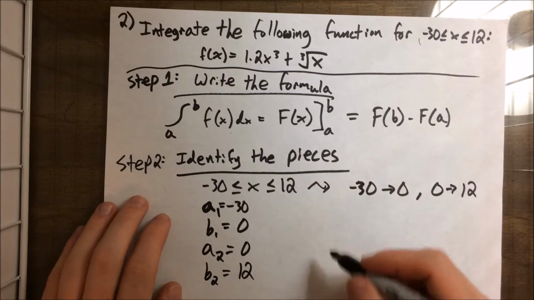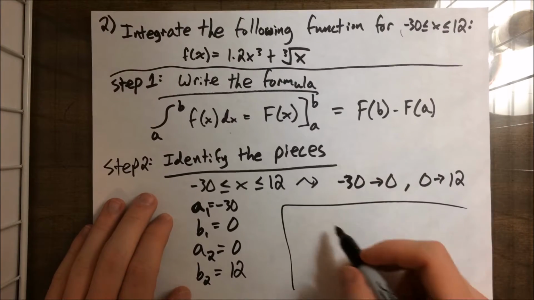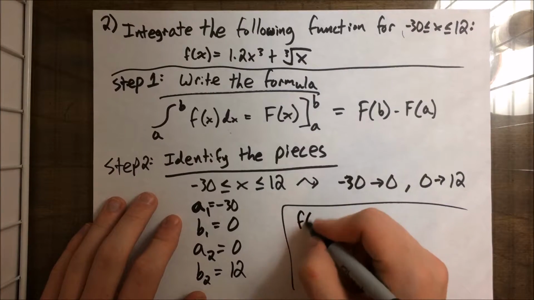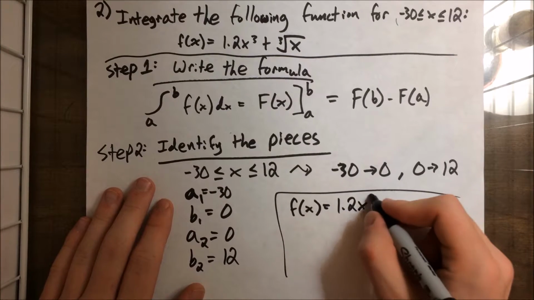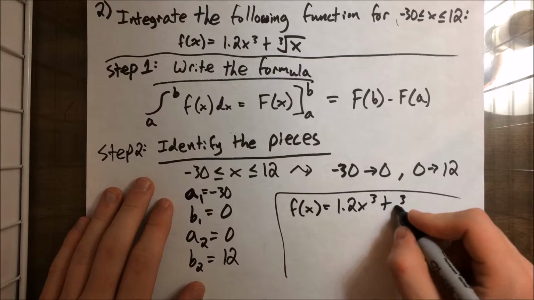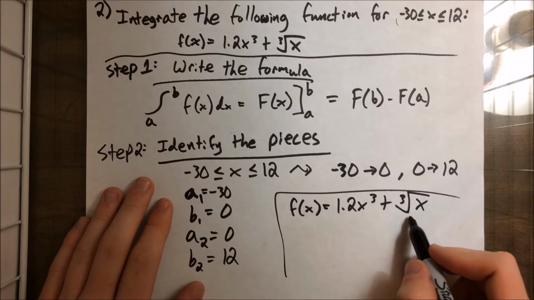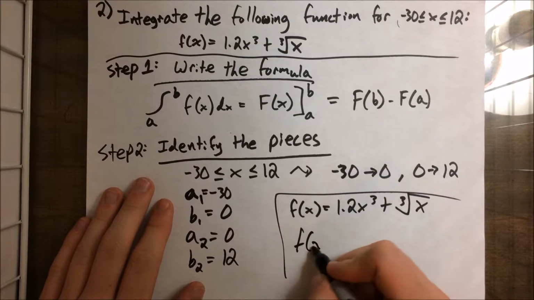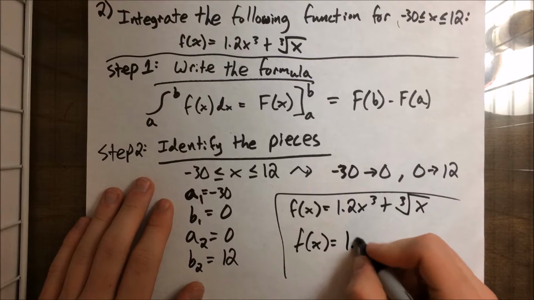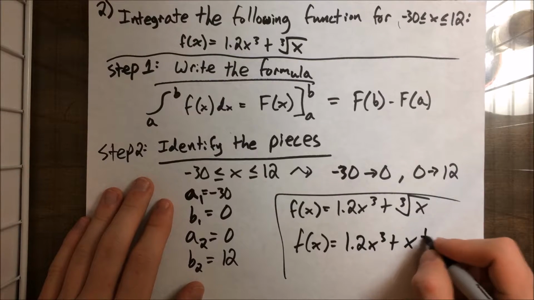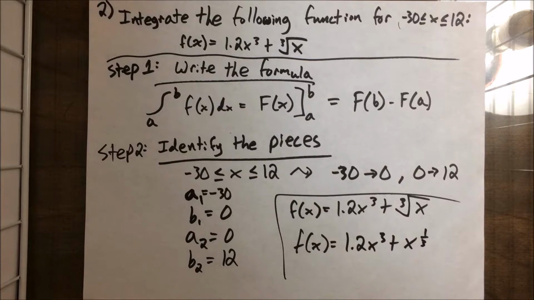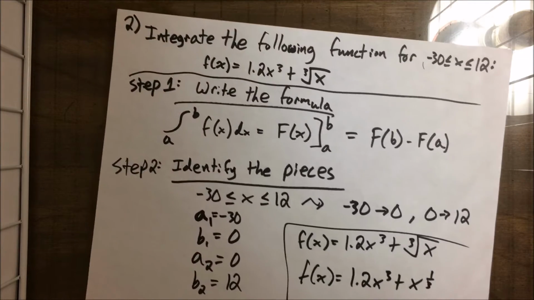Okay, and then let's go ahead and simplify the function right here. So f of x is equal to 1.2x cubed plus the cube root of x. So that cube root can be simplified to take the following form. So 1.2x cubed plus x to the 1/3. And that just makes it easier to integrate. Okay, so let's move on to step 3.